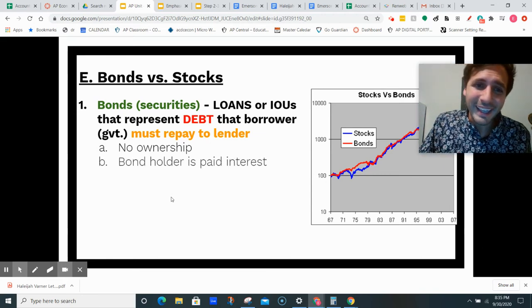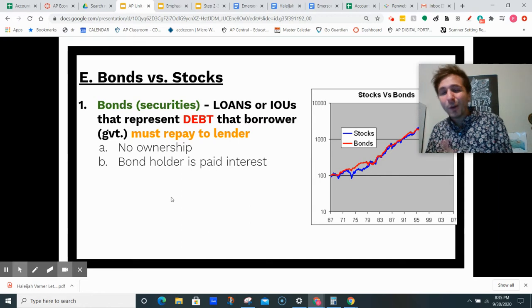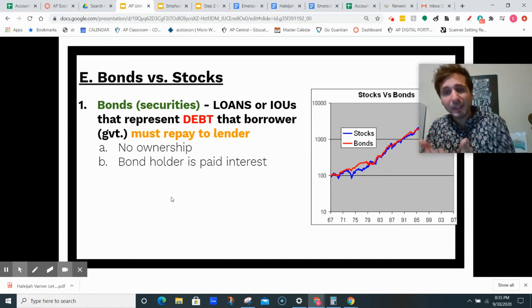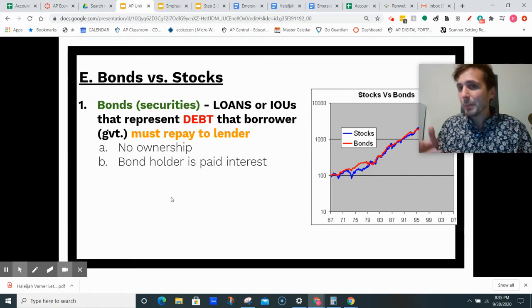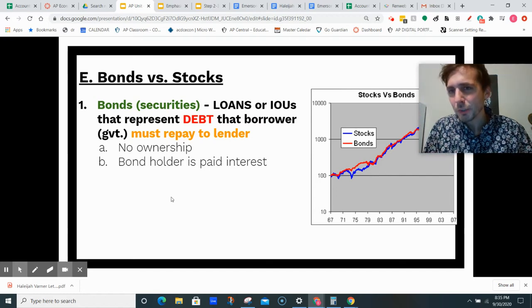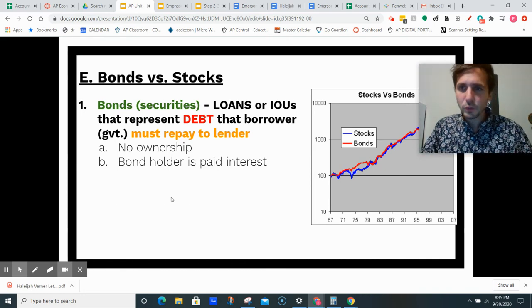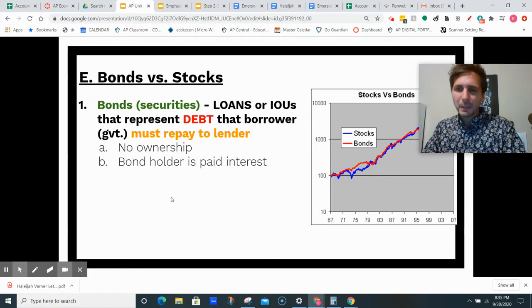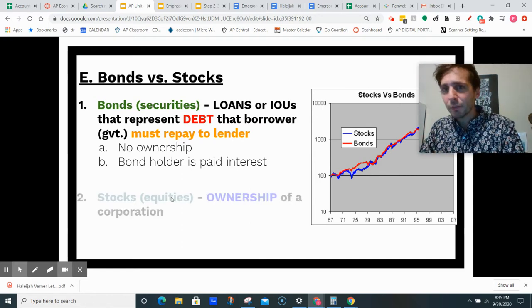And then the bondholder actually gets paid that money back in the future whenever that bond, they call it, matures. When that bond matures, or hits the year that you purchased it for, you get paid back that money plus interest in the future. So that's what a bond is. It's lending money to the government and getting paid back in the future plus interest. Very different than a stock.